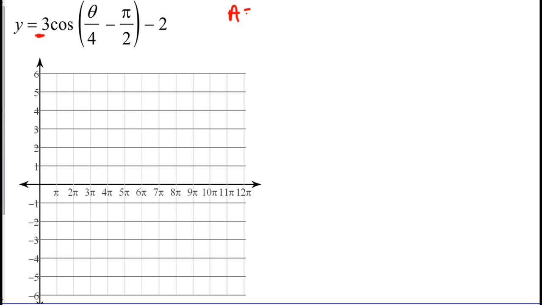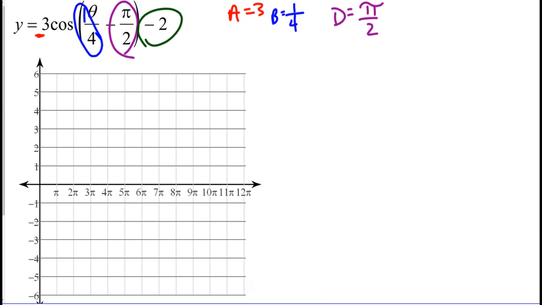We've got A equals 3. We have B equals, remember, 1/4, right? We just take that fraction. We have a D, remember we go out of order, D equals pi over 2, and then we have a C of -2. Okay, so we've got those working for us. Now I'm going to get rid of this since we've got everything listed.